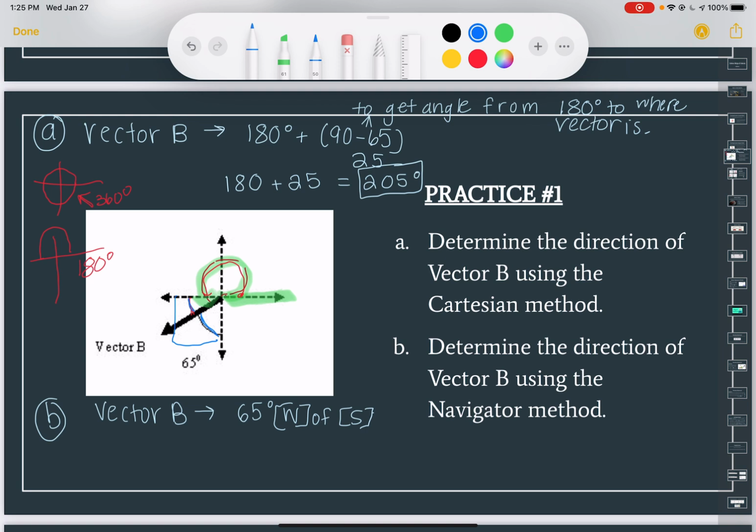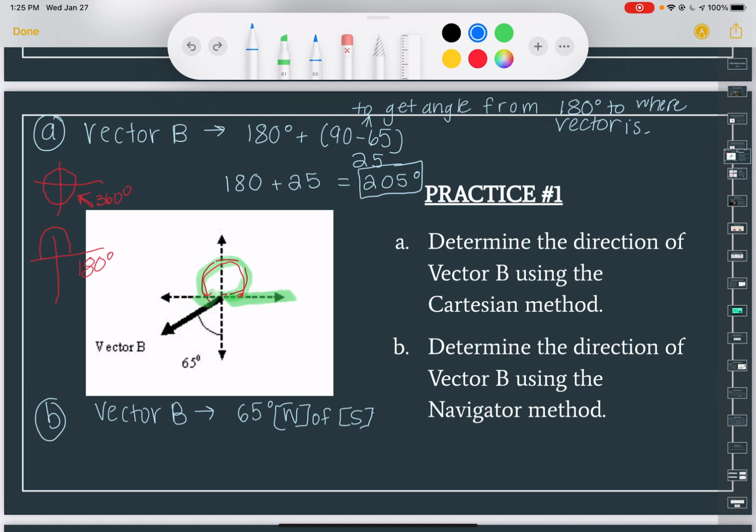And that's what I did here. So I did the 180, which is this, to the line, and then that little part is basically this whole thing, 90, minus this 65. I know I've got a lot of lines here. It looks very confusing.